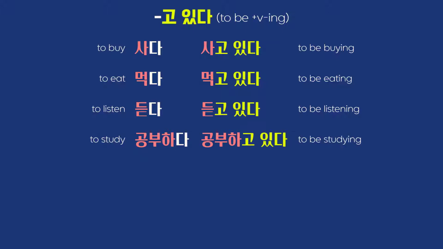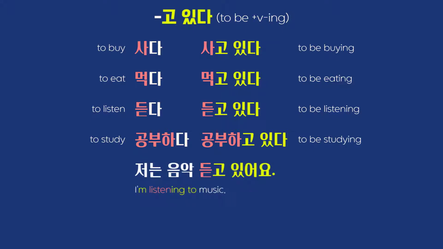And to say these verbs in sentences, we can say 저는 음악 듣고 있어요. I'm listening to music. 난 공부하고 있어. I'm studying. So that's not too difficult, right? We basically add 고 있다 to the verb stem to make the present progressive verb structure. And 고 있다 is the most common and general way of forming a progressive tense.